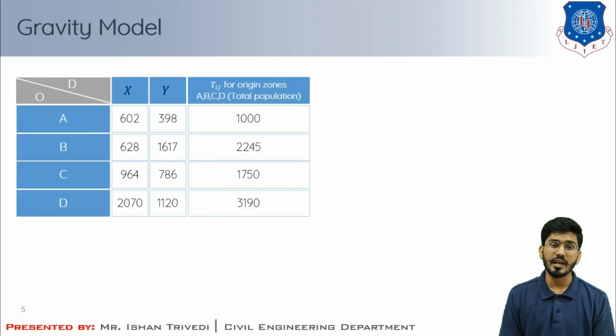Similarly, for B we have the value, that is 2245. For C we have the value, that is 1750, and for D that is 3119. If I make the summation, I'll get those trips.